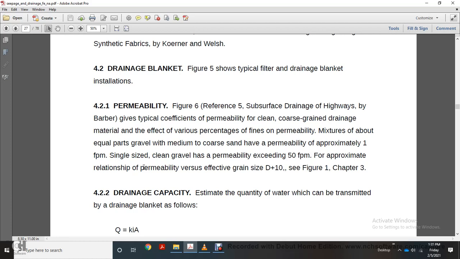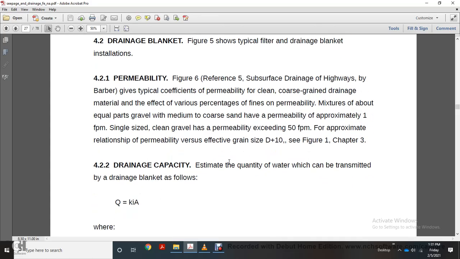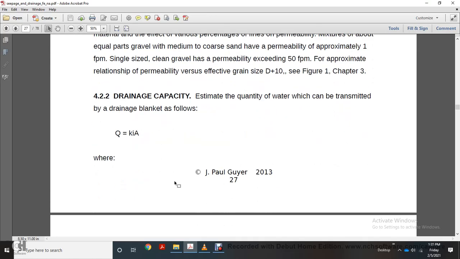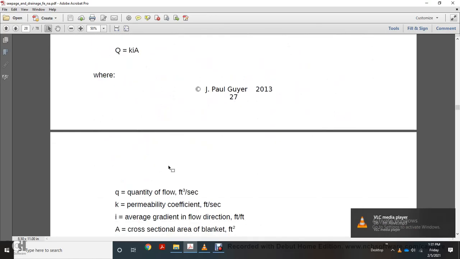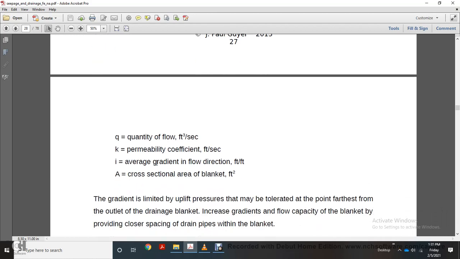The approximate relationship of permeability versus effective size D10 is shown in figure 1, chapter 3. Drainage capacity: the quantity of water transmitted by the drainage blanket is estimated as follows. Q equals K i A, where Q is the quantity of flow in cubic feet per second, K is the permeability coefficient in feet per second, i is the average gradient in the flow direction in feet per foot, and A is the cross-sectional area in square feet.